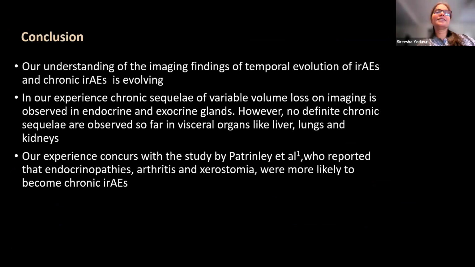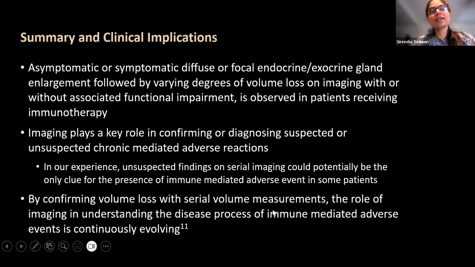So in conclusion, our understanding of imaging findings and temporal evolution is still evolving. In our experience at least, chronic sequelae of variable volume loss on imaging are observed with endocrine and exocrine glands. However, no definite sequelae were observed in visceral organs like lungs, liver, and kidneys. This concurs with the study reported about chronic IRAEs.